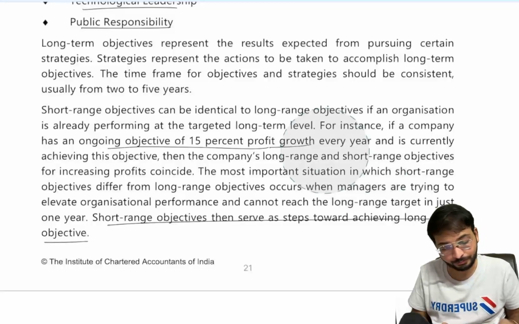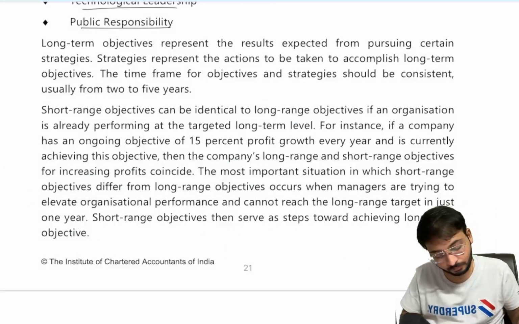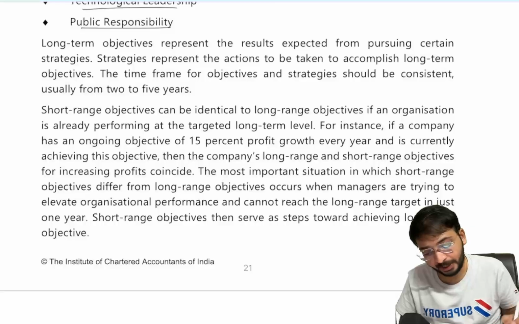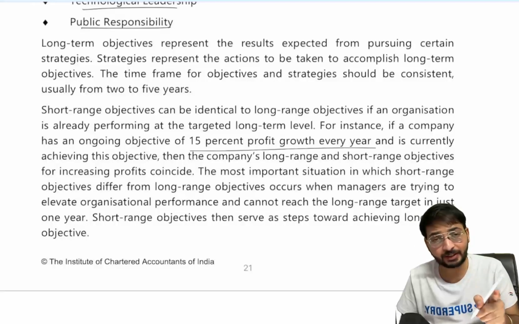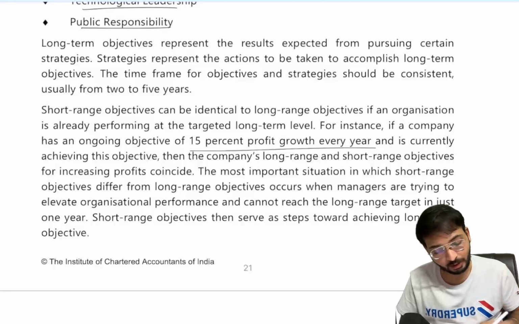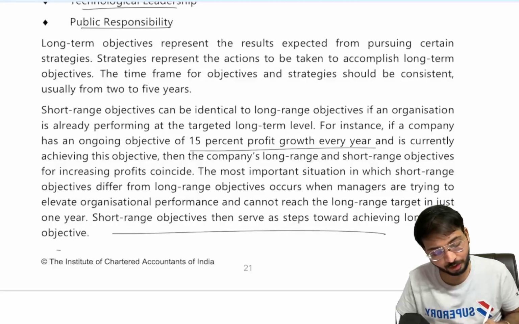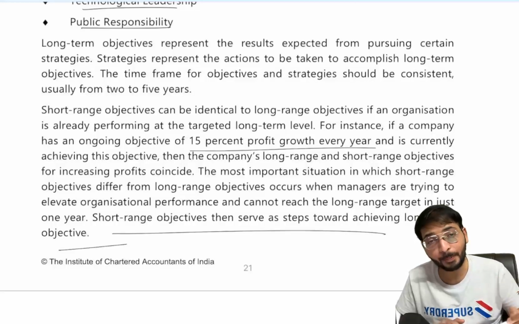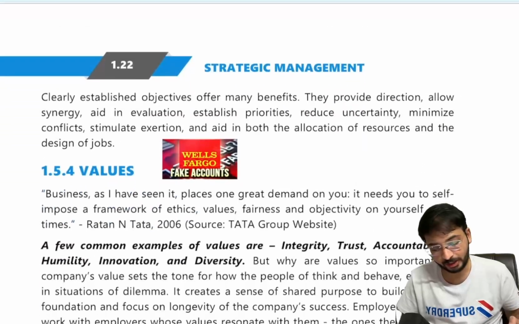So see this. For instance, if a company has an ongoing objective of 15% growth every year, firstly, that's a yearly thing. So that's a short-term objective. So like this, you'll have short-term objectives, and short-term should help a company to achieve its long-term objectives.